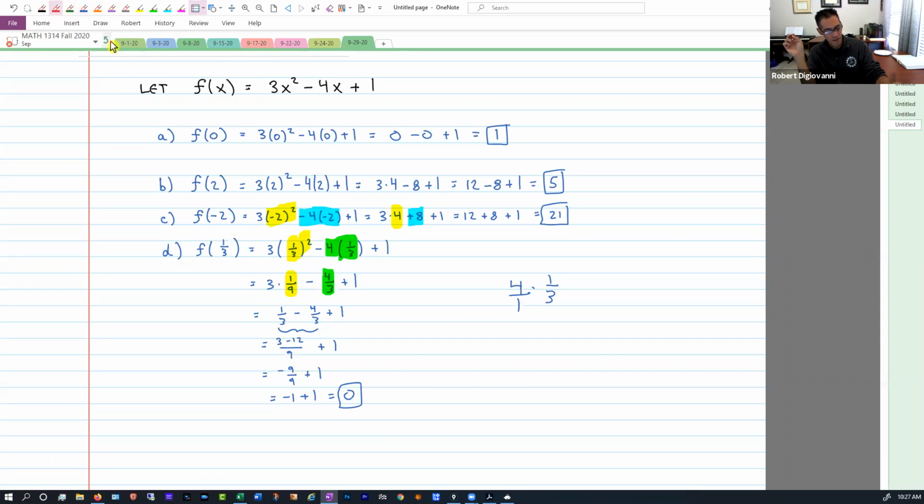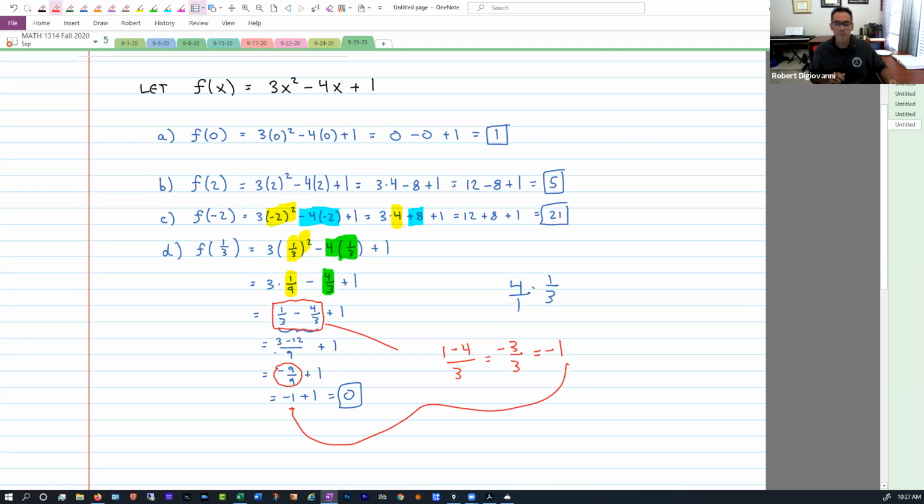How about combining these two together? I did the little cross thing. You could have just put them together because they have the same denominators. Do y'all see that? They both have a 3. So I could have just done 1 minus 4 over 3, which would have given me negative 3 over 3, which would have given me negative 1, which is exactly the same thing as I got here when I got negative 9 over 9. Okay.